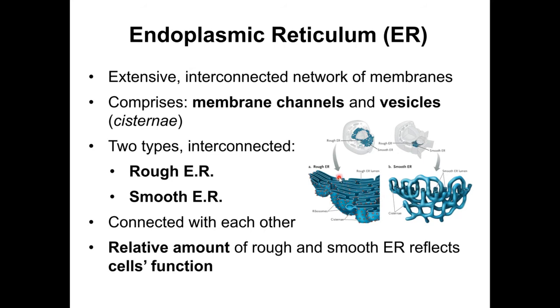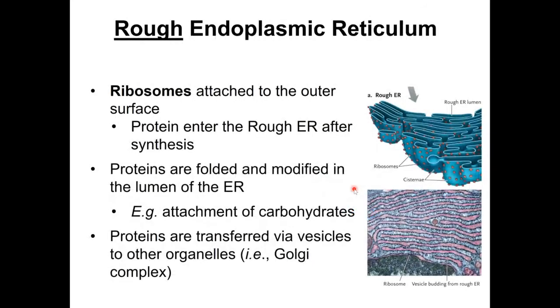The relative amount of rough ER or smooth ER in cells changes. You may have more rough ER than smooth ER in some cells, or vice versa, depending on the function of the cell. So the first type is the rough ER. Again, some people include the nuclear membrane in the rough ER because, if you remember, the nuclear membrane has a double membrane with ribosomes attached to it, exactly like the rough ER. Not only that, but it's also in continuity. There are some membrane channels connecting the nuclear membrane to the rough ER.